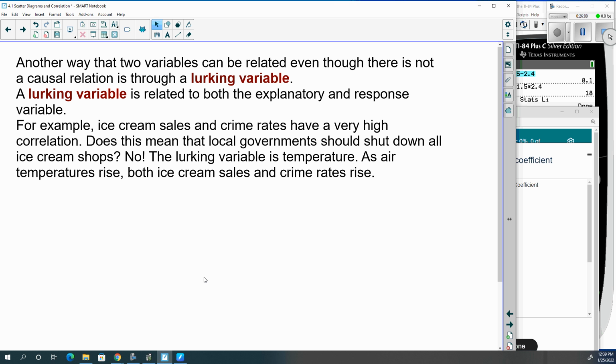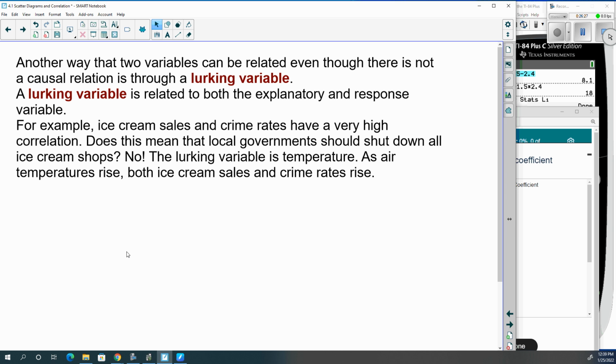So another way variables can be related even though there's not a causal relation is through lurking variables. A lurking variable is related to both the explanatory variable, the x-axis one, and the response variable, the y-axis one. So there's some other variable that relates to both of them that might make it look like the explanatory and the response are related to each other.